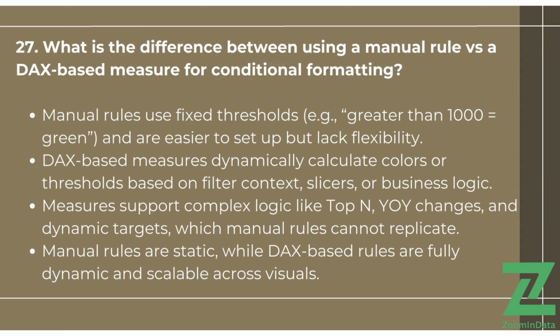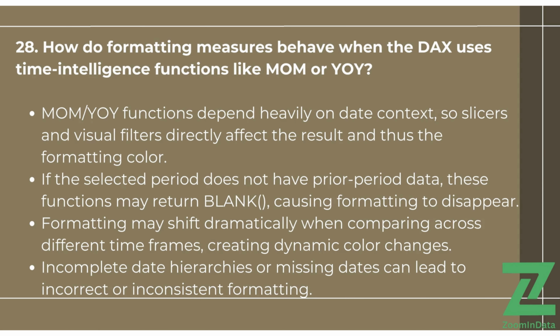A DAX-based measure, on the other hand, calculates colors or thresholds dynamically based on the filter context, slicer selections, or business conditions. Measures can handle advanced logic such as top-N rankings, year-over-year changes, and dynamic targets, which manual rules cannot do. In summary, manual rules are static and remain the same always, while DAX-based rules are fully dynamic, flexible, and scalable across different visuals. 28th question.